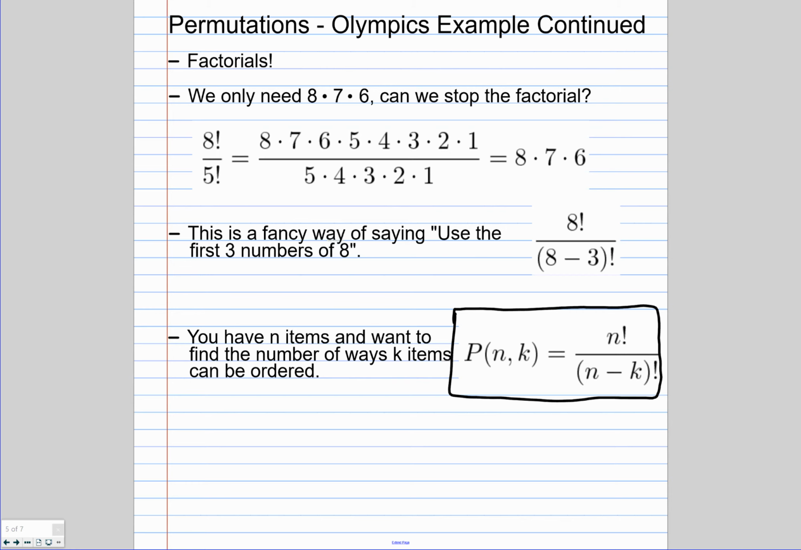The n should not have any 5 at all. The n is 8, and the k is 3. You'll notice when we subtract those, that's how we got 5 in the denominator. So what is n? N is 8. 8 runners. What does that mean? It means how many total options do I have to choose from.